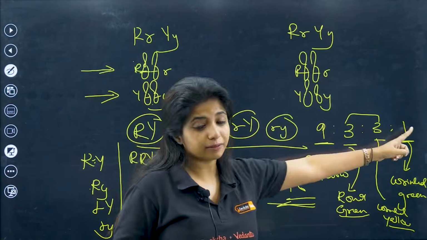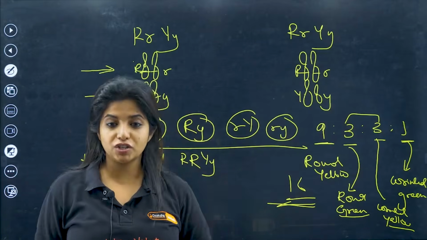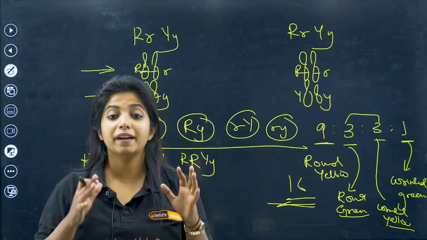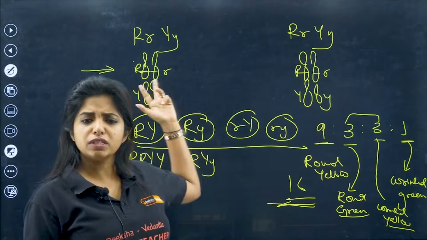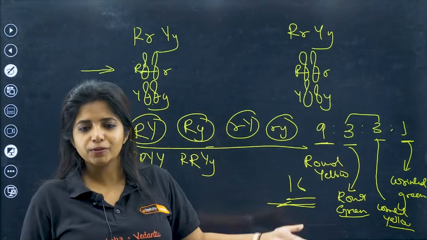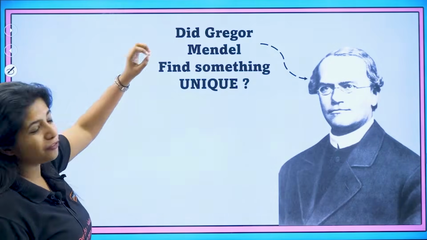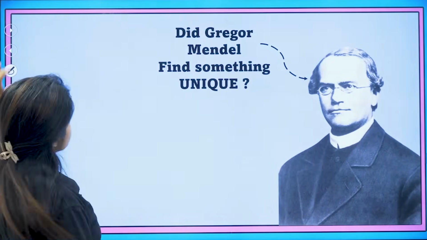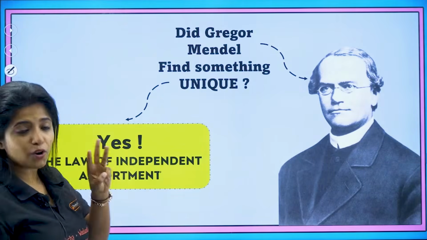So, if you are given this ratio, my dear children, and you are asked what law it shows, it shows the law of independent assortment. That is why you are getting new combinations. If it was the same combination, you would get the same type of organisms only. No new type of organisms would be there. Okay. So, did Gregor Mendel find something unique after this experiment? The answer is yes. The law of independent assortment, the third law, my dear children.